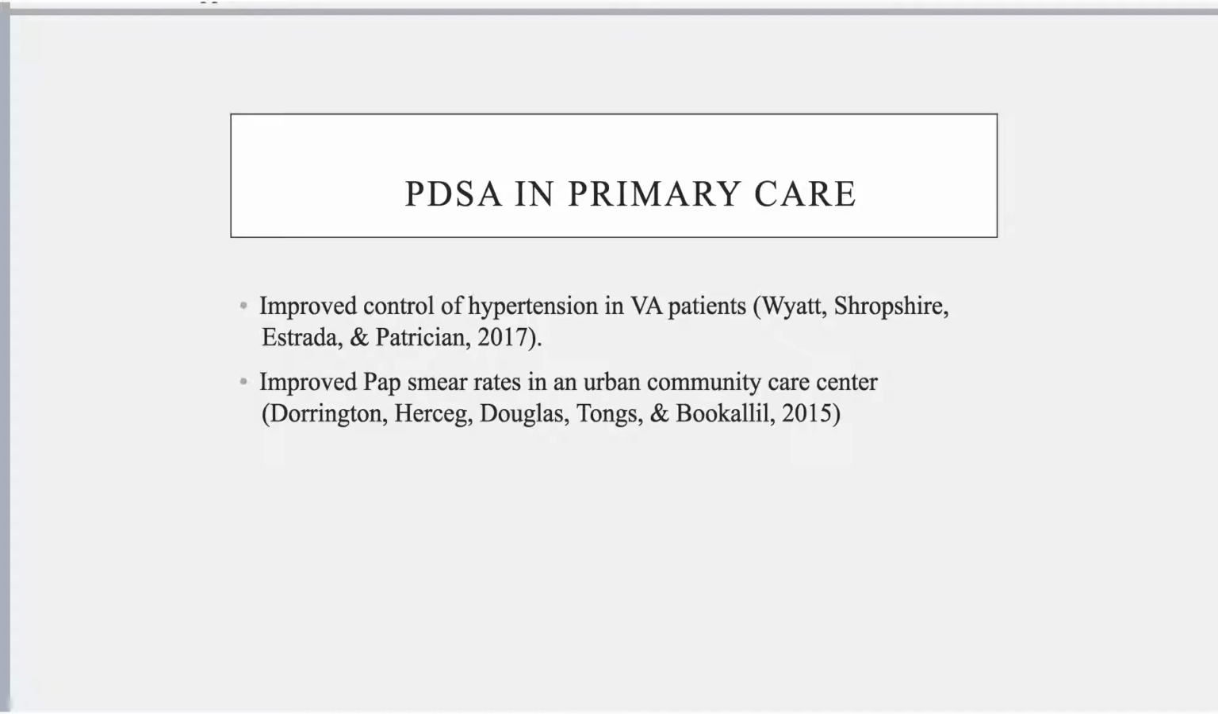What makes the PDSA cycle so great in primary care is that it's straightforward and easy to apply for improvement processes.